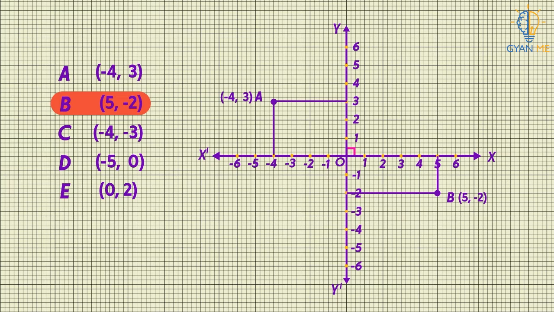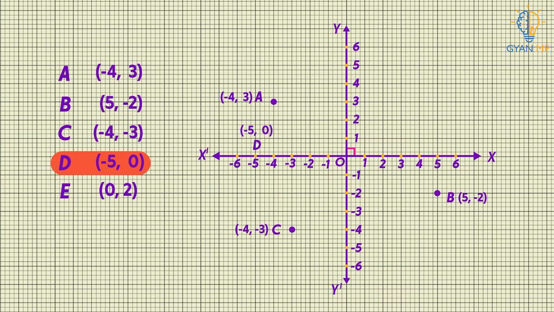Now students, try plotting point C by yourself. Can you tell me in which quadrant it is? Yes, you are right. It is in third quadrant and its coordinates are (-4, -3). Now students, can you tell me the coordinates of point D? Yes, you are right. It is (-5, 0). Observe carefully that D is located on x-axis itself.